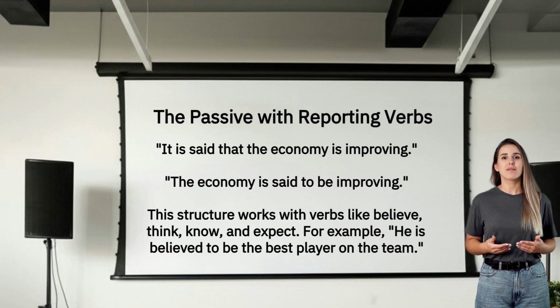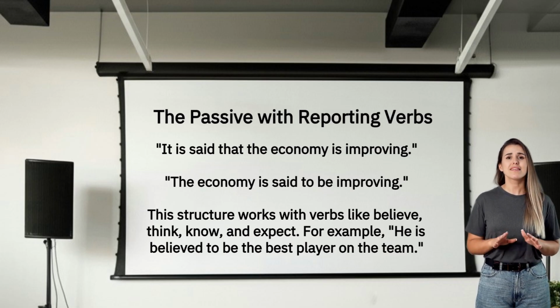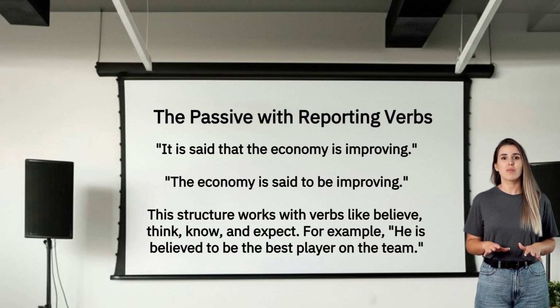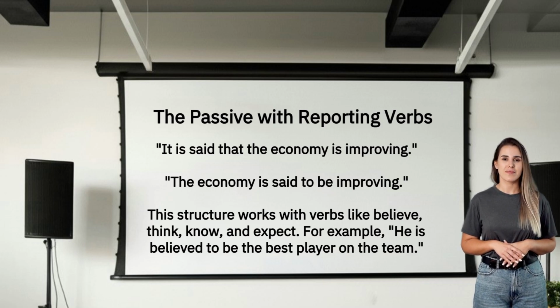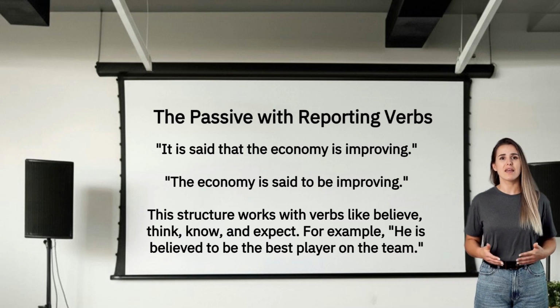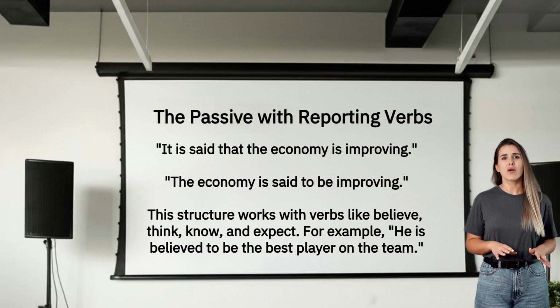The passive with reporting verbs. This is incredibly common in news reports and formal writing. Instead of saying, "People say that the economy is improving," we can use the passive to sound more objective. It is said that the economy is improving. The economy is said to be improving. This structure works with verbs like believe, think, know, and expect. For example, he is believed to be the best player on the team.